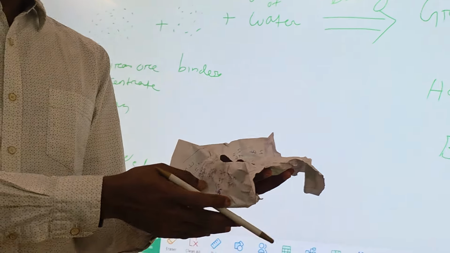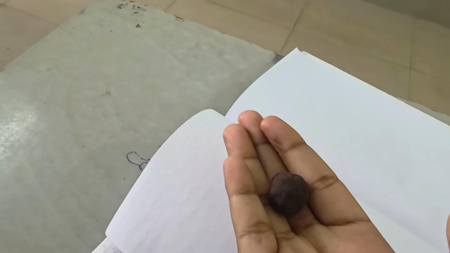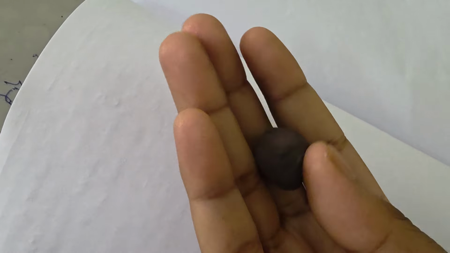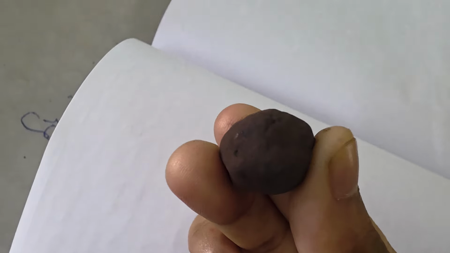Is it visible? Okay, fine. You people can see if you want. These are iron ore pellets. These are not laddu actually. These are iron ore pellets. You can see. Nearly spherical. It depends upon the industry.